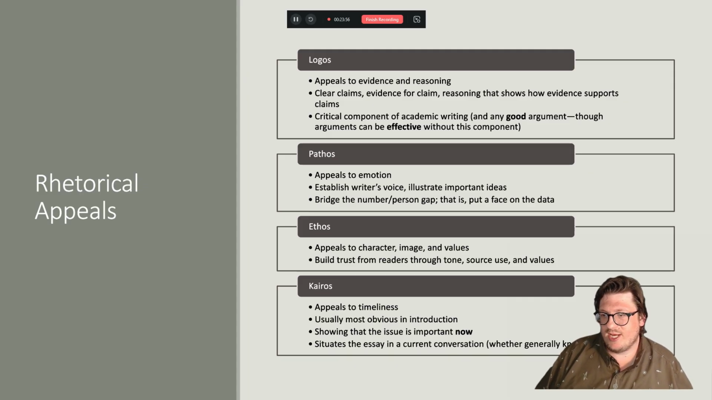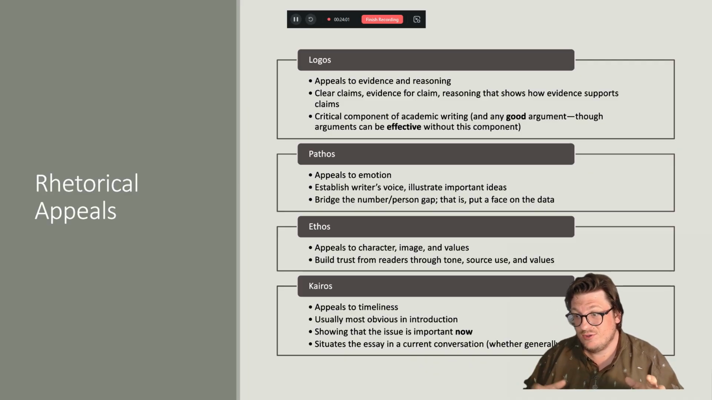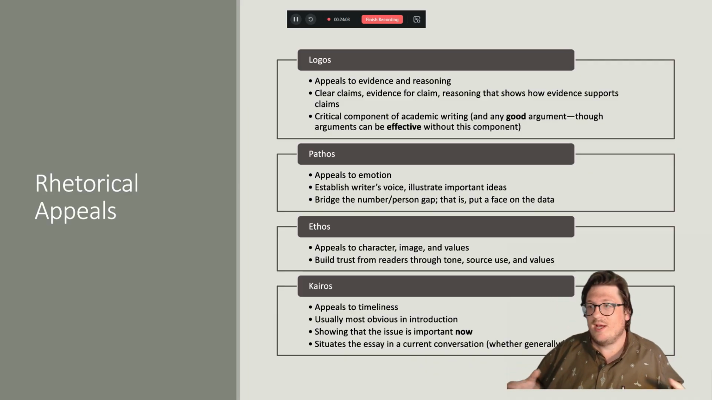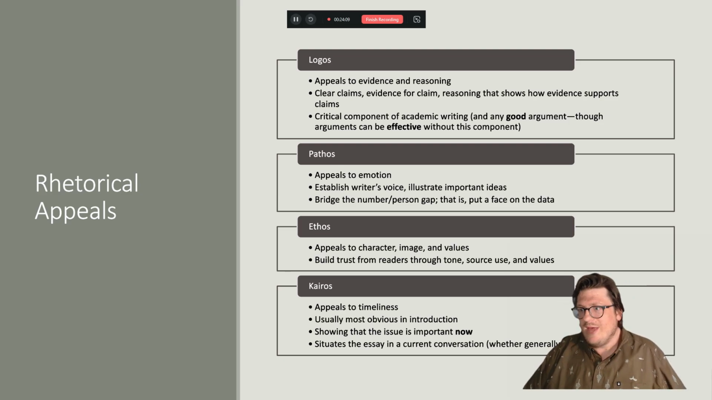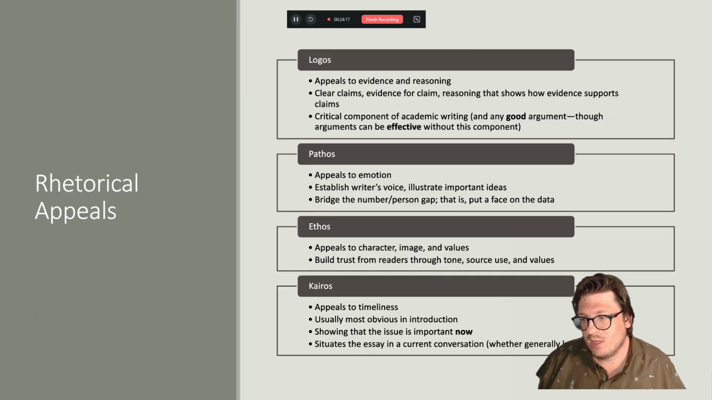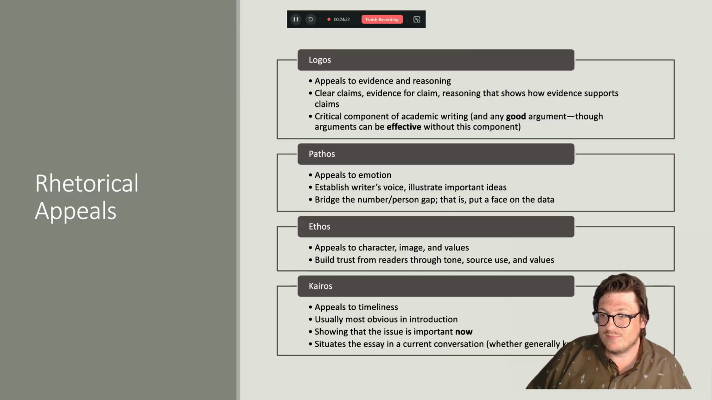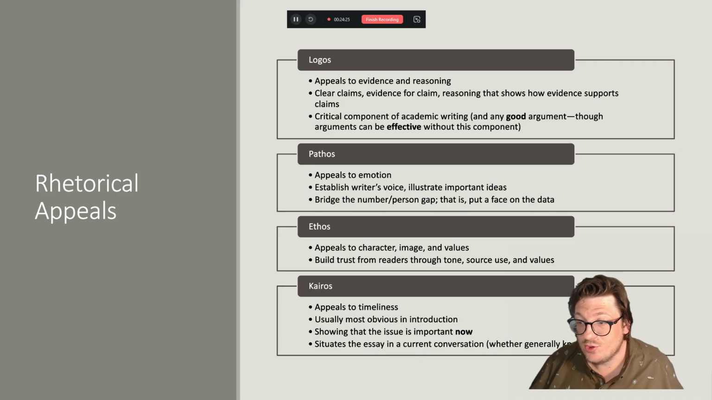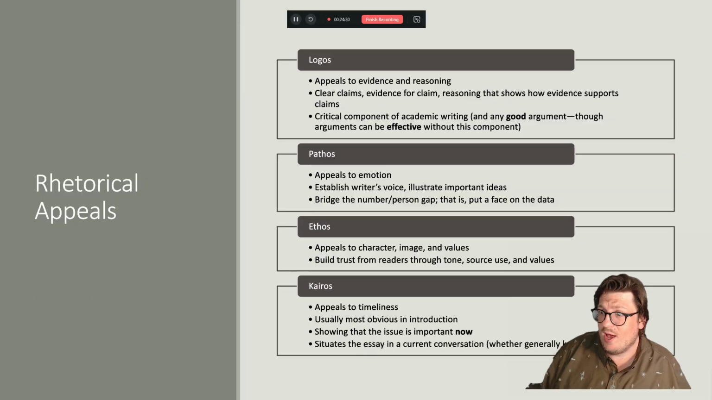And it situates the essay in a current conversation, whether that's a generally known conversation, or a conversation among experts that most people might not know of. But that's important and makes your issue seem important when it's currently being talked about. There are people writing things and doing studies or coming up with other solutions for this issue at the same time. That might make people be like, okay, yeah, a lot of people are saying this is an issue. Maybe this is an issue that we should be doing something about.